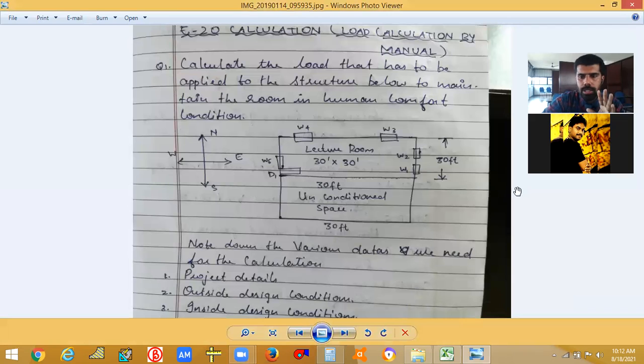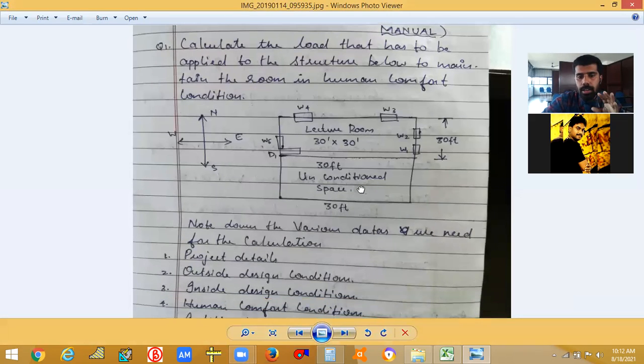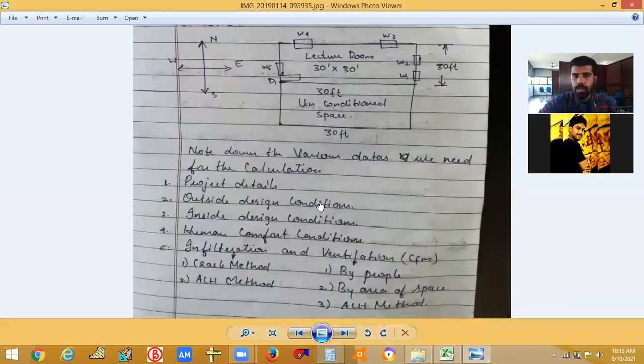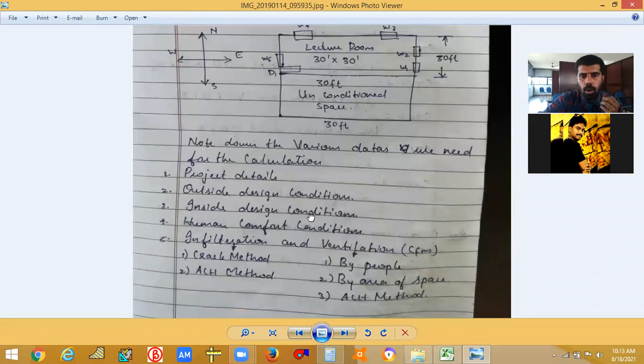The next thing we need to know is various parameters. We need some input, then only we'll be able to do the outputs and get the result. So what are the various inputs or data that we need for the heat load calculation? Note down the various data we need for the calculation. In order to get the heat load, or the capacity, we need all these values initially.